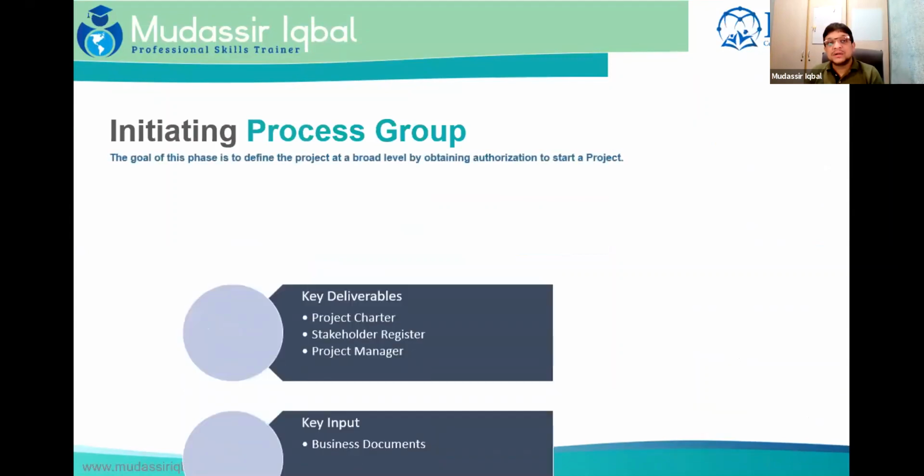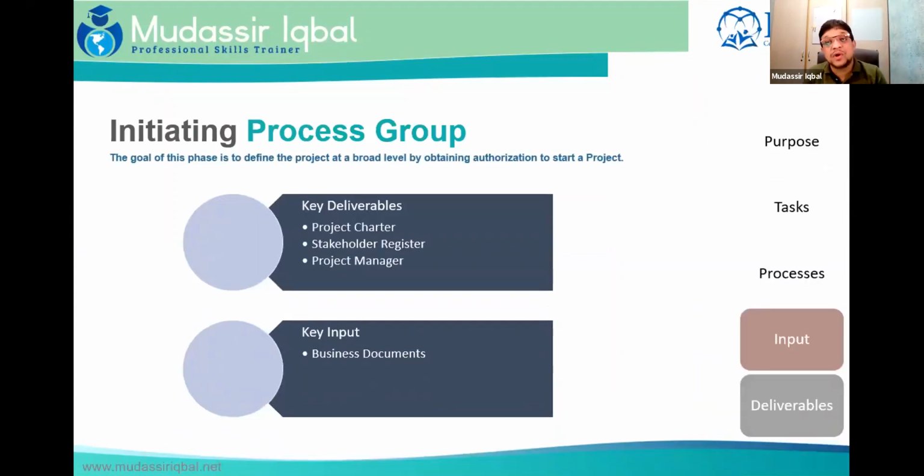In terms of input, the initiating process group consists of processes necessary to define a new project or a new phase of an existing project. It involves obtaining the authorization. It defines the objectives, outcomes, and most importantly, success criteria. How would you say the project has been handed over? What is the success criteria that you are saying, yes, this job is done? You are assigned as a project manager as part of the initiating process group. It identifies the financials, where the finances will come in.